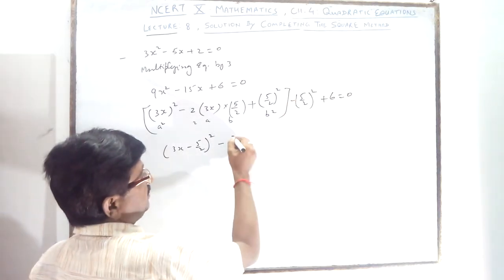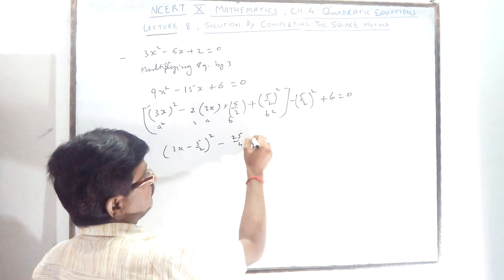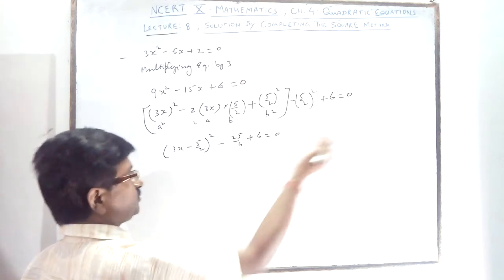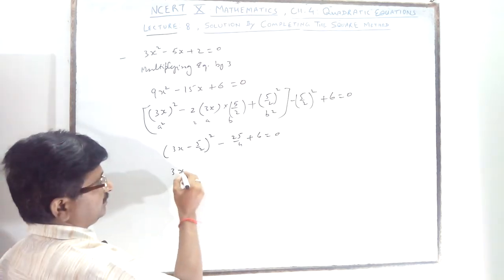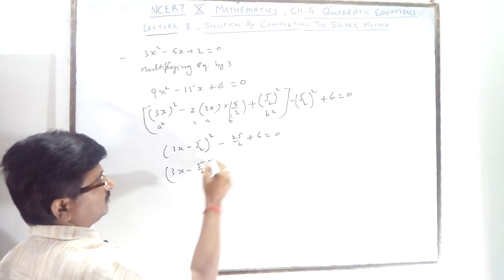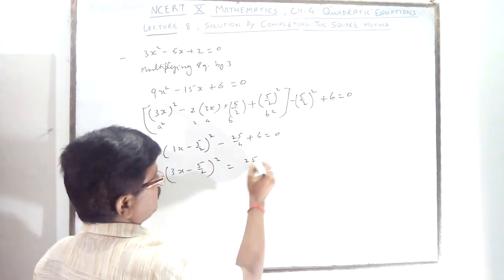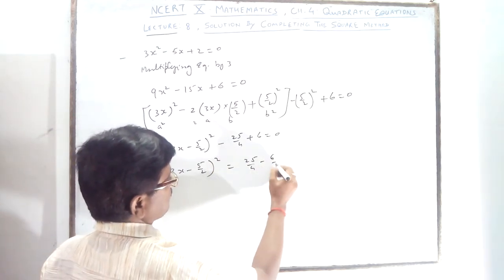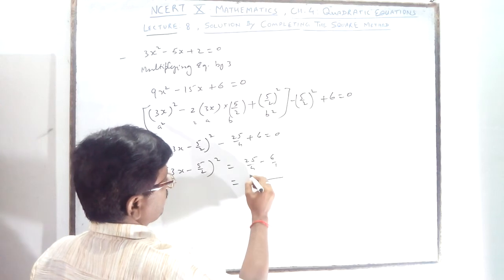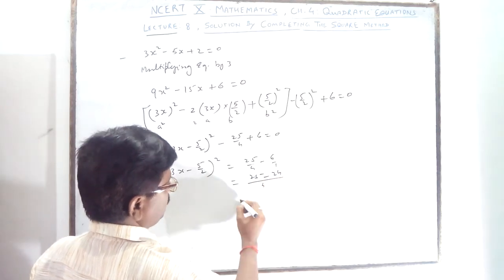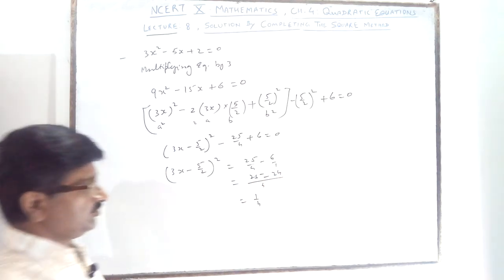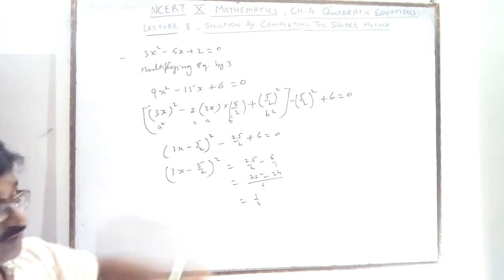Minus 5 5s are 25 by 4 plus 6 is equal to 0. Transpose that side and solve. 3x minus 5 by 2 whole square is equal to 25 by 4 minus 6. Solve it. 25 minus 24, you are getting 1 by 4.